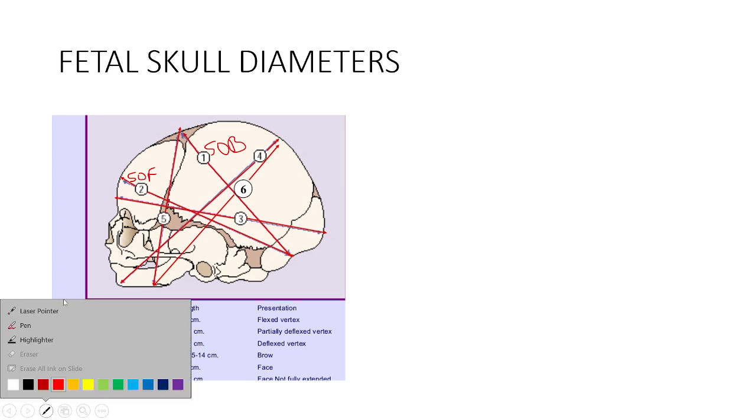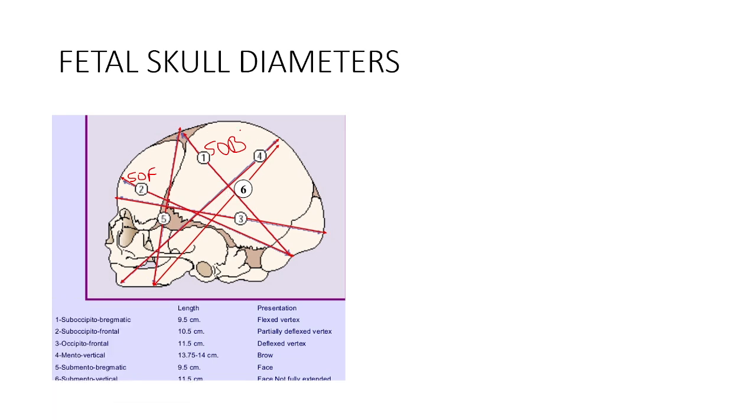The first diameter is the suboccipitobregmatic diameter. The name itself suggests this: the occiput, and the one below the occiput, that is suboccipito, and the bregma. The diameter between the suboccipital region and the bregma is known as the suboccipitobregmatic diameter. This is 9.5. I will tell you the mnemonic for this also, so don't worry.